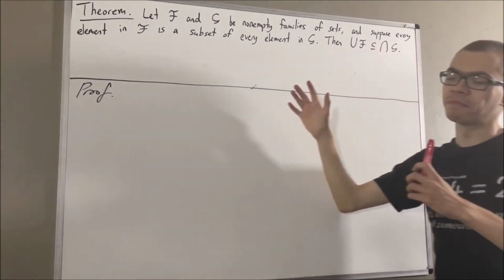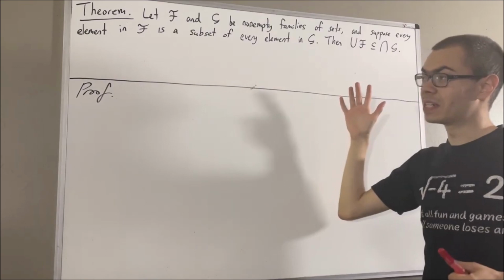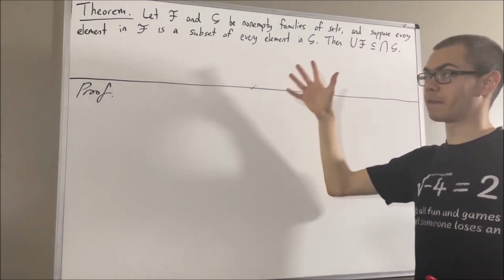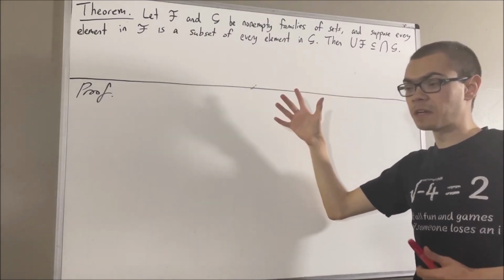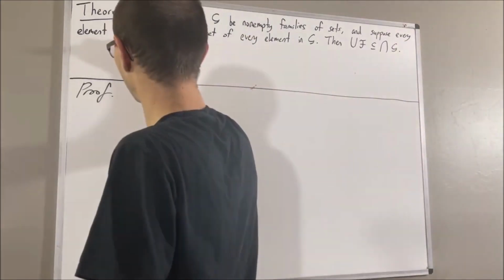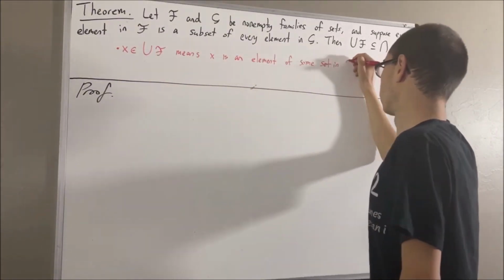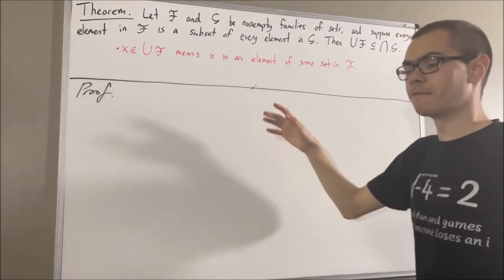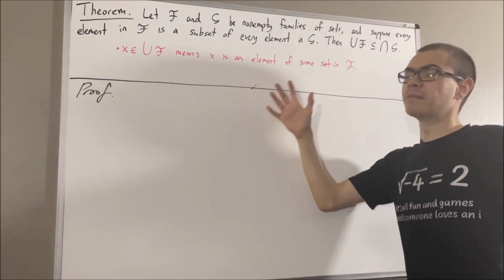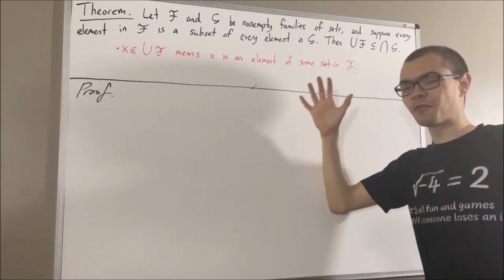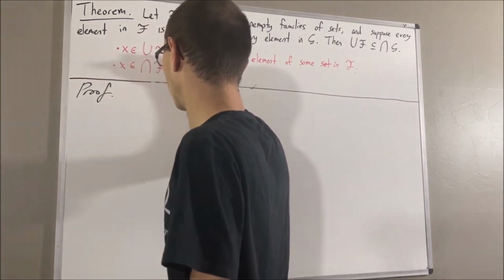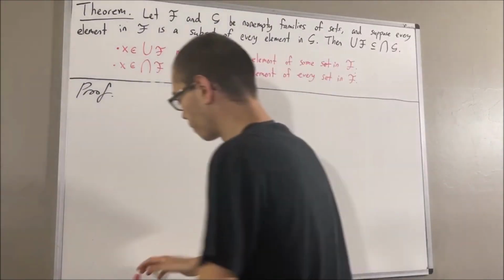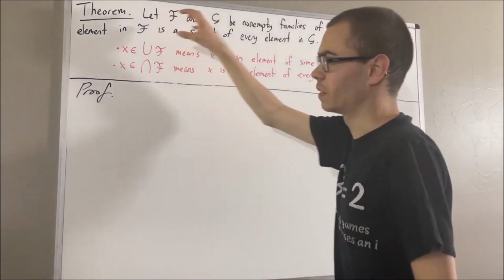Now, if you recall, given a family of sets F, to say that X is an element of the union of F means that X is an element of some set in F. And to say that X is an element of the intersection of F means that X is an element of every set in F. Okay, now let's get into proving the theorem.